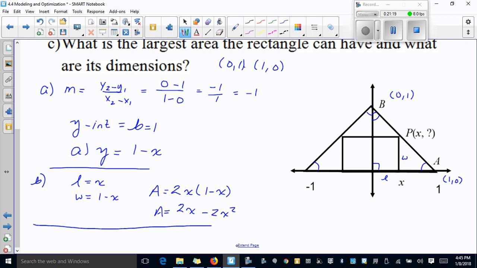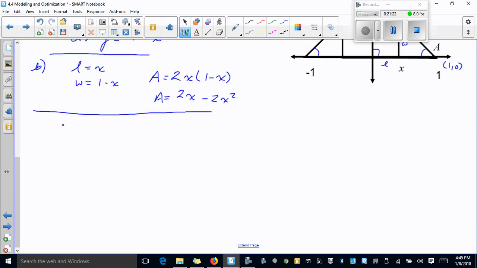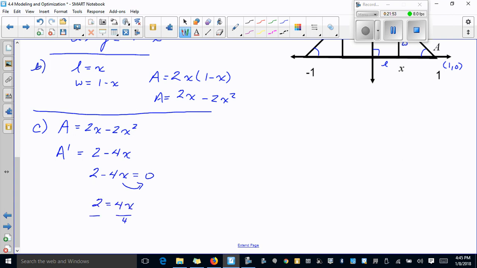Then part C asks us what is the largest area the rectangle can have and what are its dimensions. Okay, well, if the area is equal to 2x minus 2x squared, and we want to maximize this, that means we have to take a derivative. So A prime is 2 minus 4x. And to complete this, we set it equal to 0. So 2 minus 4x equals 0. Move the 4x to the other side. We get 2 equals 4x. Divide by 4, and we get x equals 1/2.